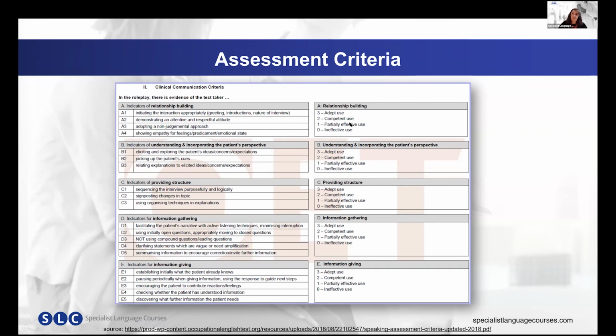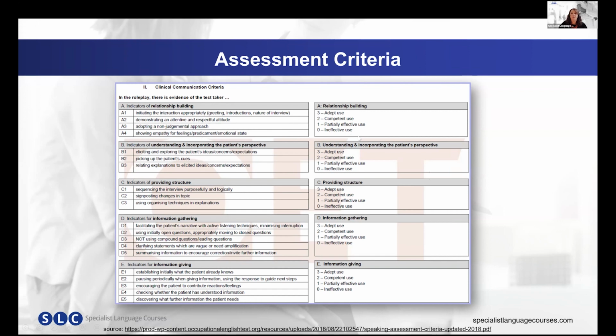On the right-hand side, you can see the marking scale. So you have got from 0, which is ineffective use. So this would be in the case where you're not demonstrating these criteria consistently, you're not able to show that you can build up a relationship. 1 is if you are doing this sometimes, but not very often. 2 is you're doing this perhaps quite a lot of the time during the conversation, but not consistently. And then 3, you're taking every opportunity that you have to demonstrate your ability within this criteria.